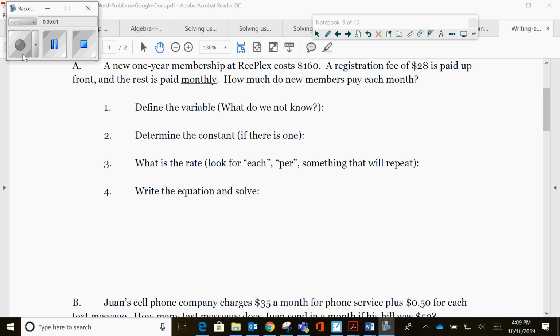Going to work on solving word problems. And we are going to use the CUBES method to solve those word problems. So first we're going to read the question.